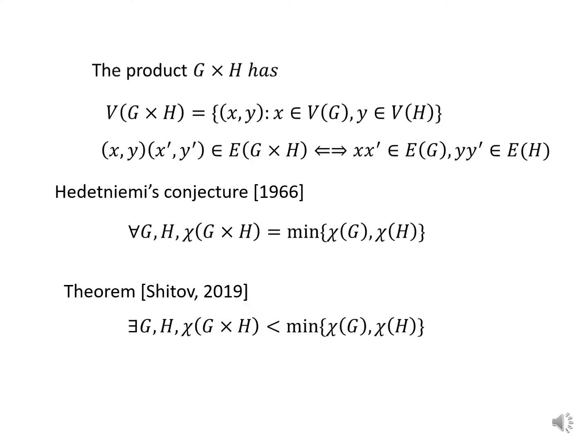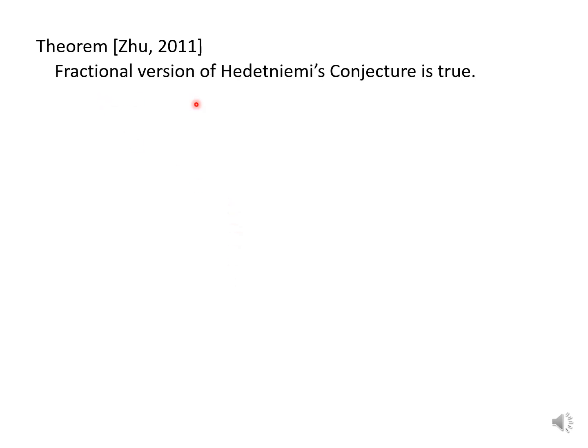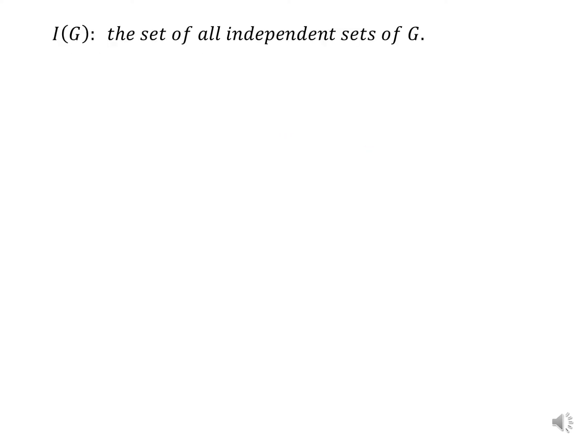Although this conjecture is not true, I proved in 2011 that the fractional version is true, which means that for every graphs G and H, the fractional chromatic number of the product of these two graphs equals the minimum of the fractional chromatic numbers of these two graphs.